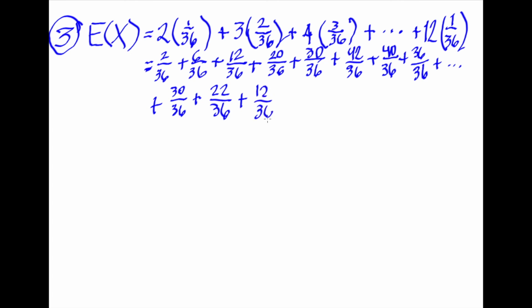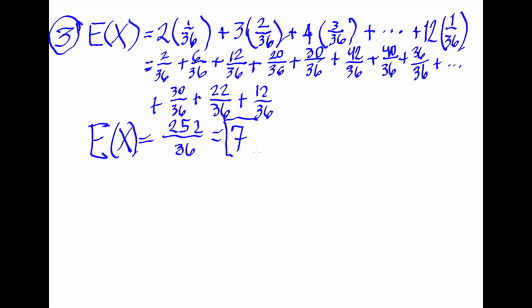Getting the sum, believe me, you can try it in your calculators, the sum is equal to 252 over 36. We want to simplify that, and this will give us our answer, which is equal to 7. So this 7 is our expected value from this given experiment. Okay, so our answer is equal to 7.